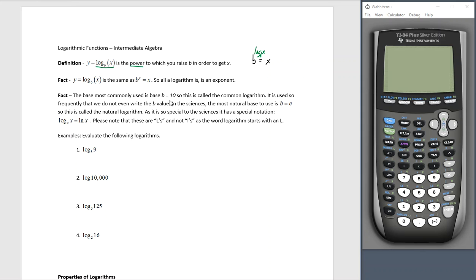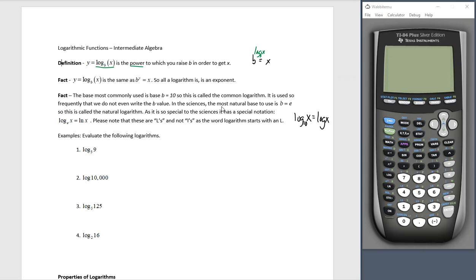Now, the base most commonly used is base 10. And it's called the common logarithm because it's commonly used. It's because most of us have 10 fingers, 10 toes. We have a base 10 counting system. It's just that 10 is our current natural human base. It's used so frequently that we don't even write a b value. So if I have log base 10 of x, what I'll actually do is just write it as log of x. Anytime there's no base written, it's assumed to be 10.